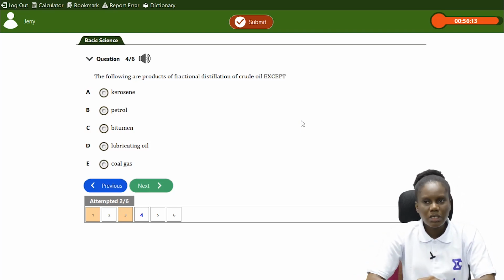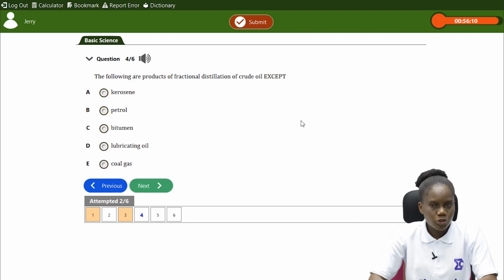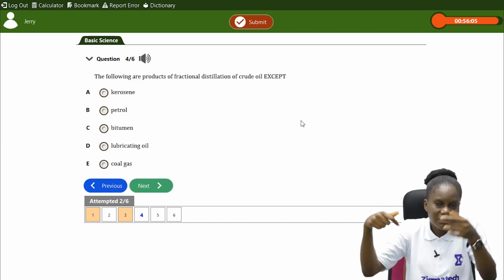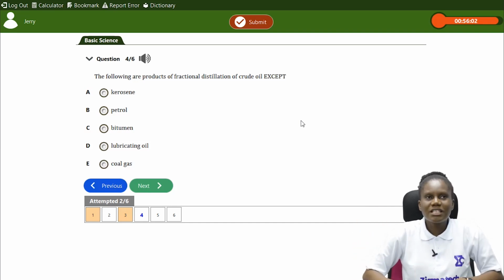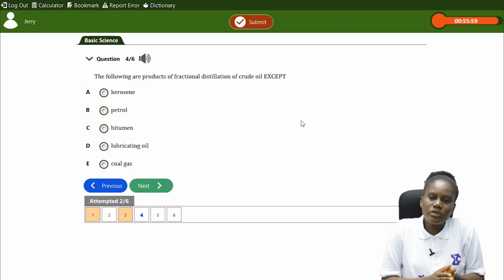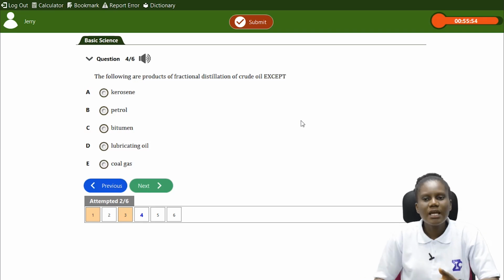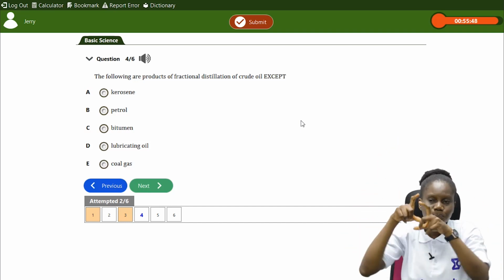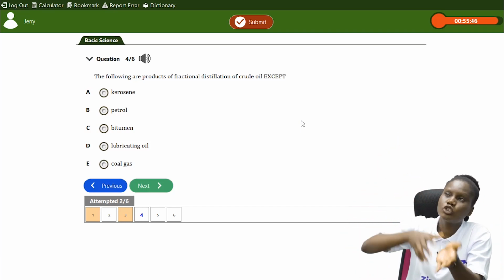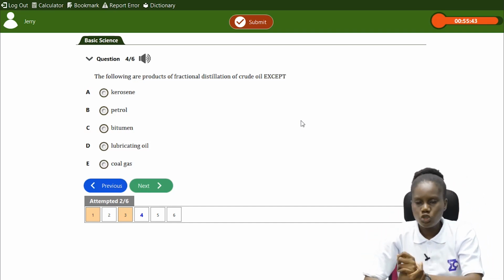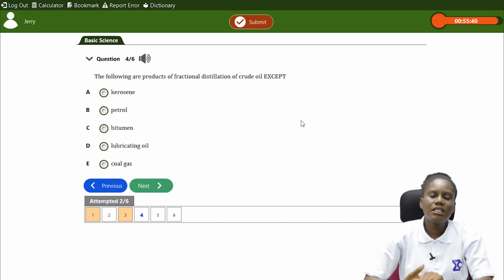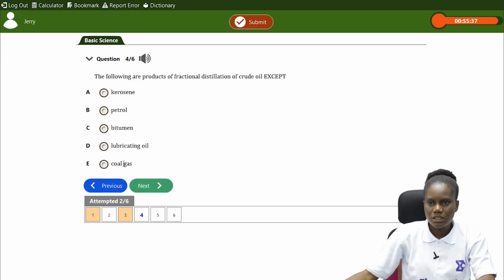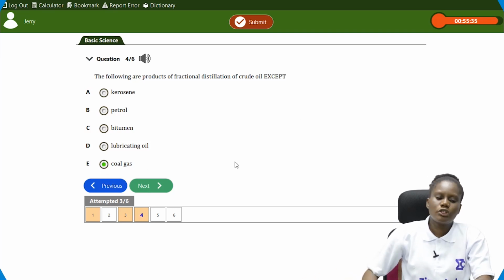We have A, kerosene. Kerosene, is it on the column? Yes. We have B, petrol. Petrol, yes. Gasoline is one of it. Bitumen, we're talking about bitumen, and we're talking about asphalt. Yes, it's even at the lowest part of it, and you can get it at a temperature of 600 degrees centigrade and above. Your lubricating oil, yes, you can. And E, coal gas. So the only one not found on the fractionating column is your coal gas. So the right answer is E.